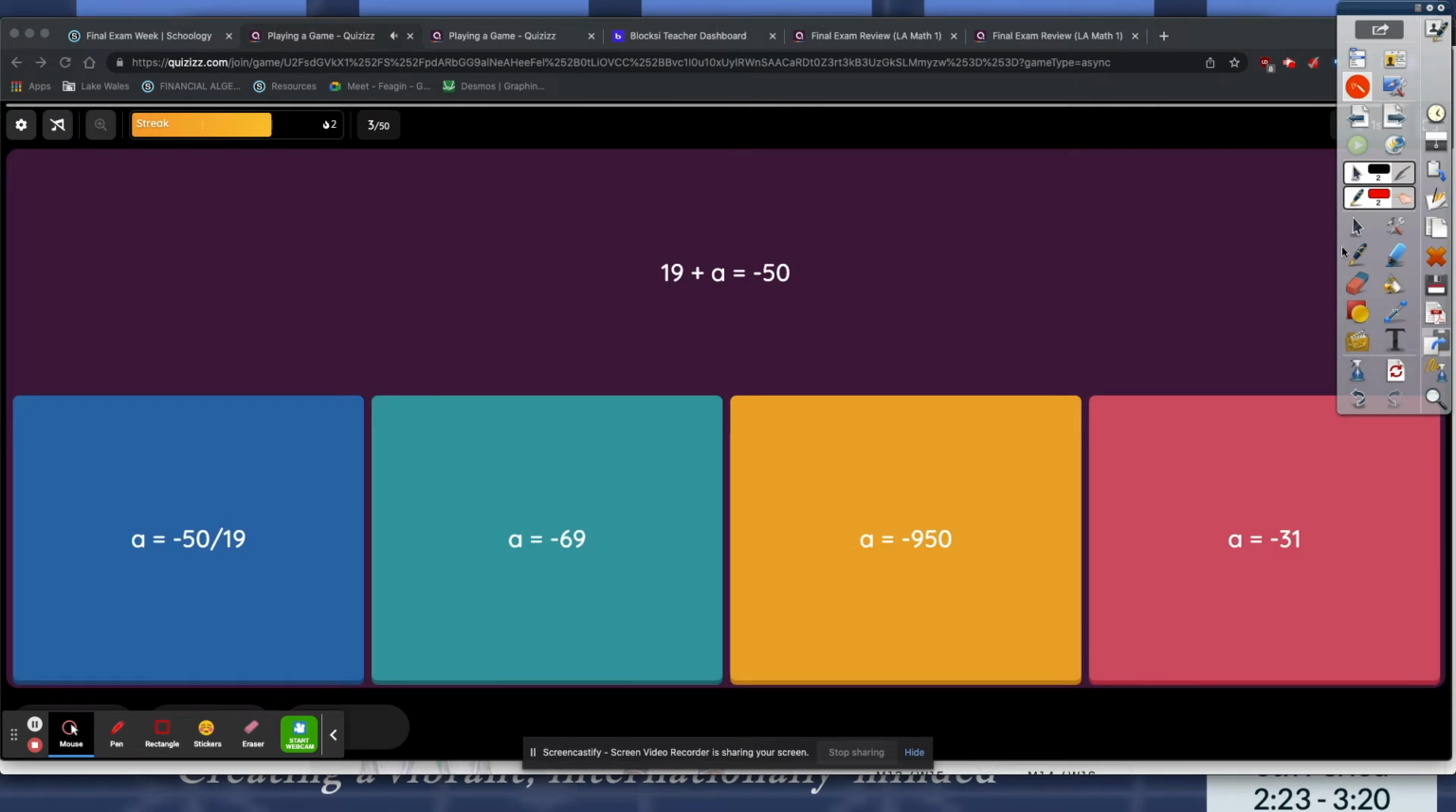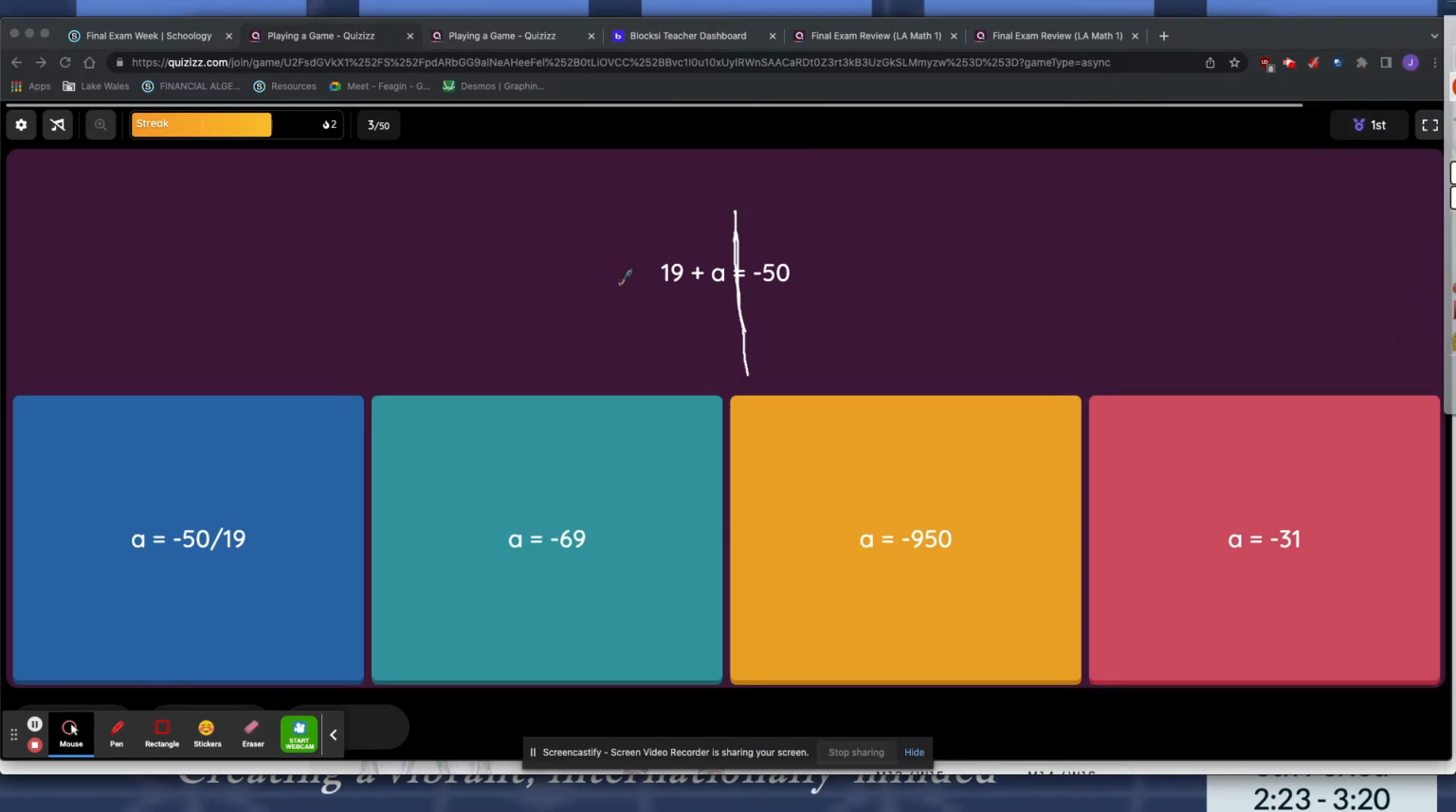Moving along. Now we move to one-step equations. I'm not going to do too much explaining on these because it's literally one step. The goal is to get a by itself. So this 19, which is positive, has to be subtracted. 19 plus a. So we subtract 19 from both sides. To make sure you get it right, use a calculator. Negative 50 minus negative 19 should give you negative 69.